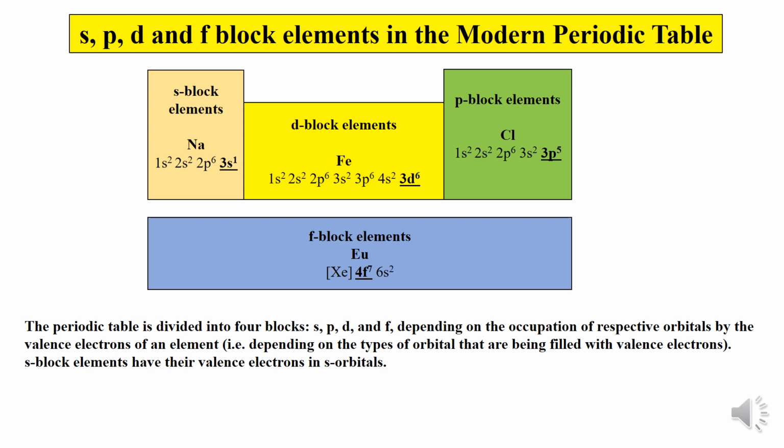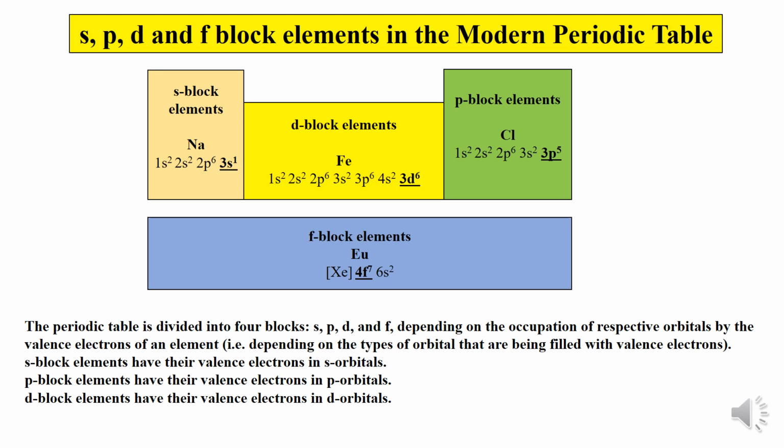So to summarize, s block elements have their valence electrons in s orbitals. P block elements have their valence electrons in p orbitals. D block elements have their valence electrons in d orbitals, while f block elements have their valence electrons in f orbitals. So this is how you categorize s, p, d and f block elements, depending on the electronic configuration and the type of orbital that is being filled with valence electrons.